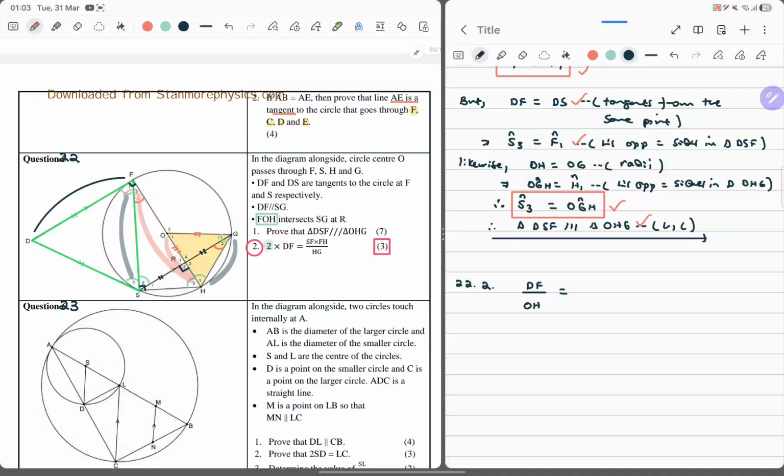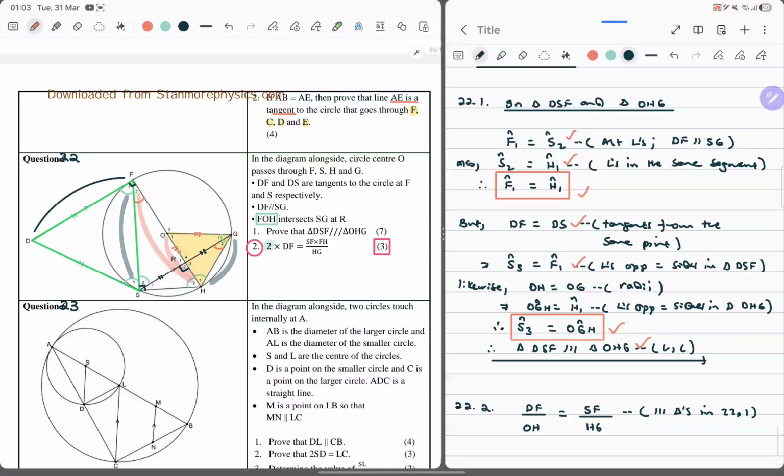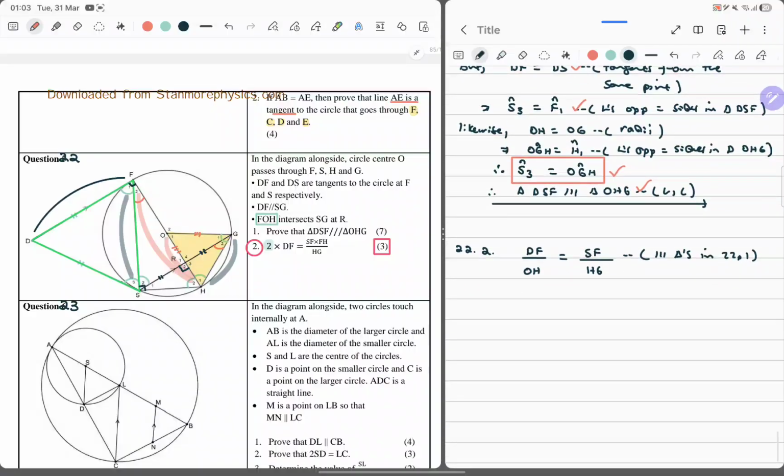I want FS. Yes, they wrote SF over. SF is opposite that one, and then HG. Yes. Now we can say similar triangles in 22.1.